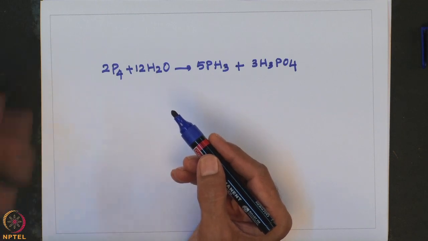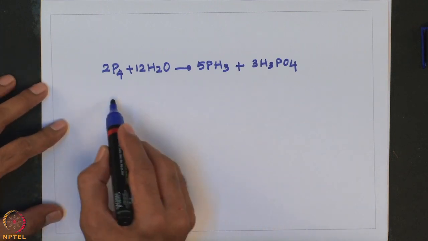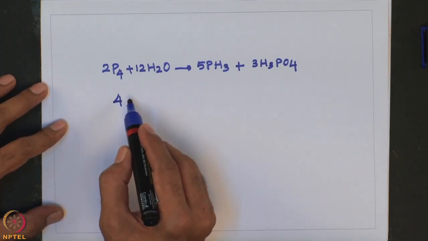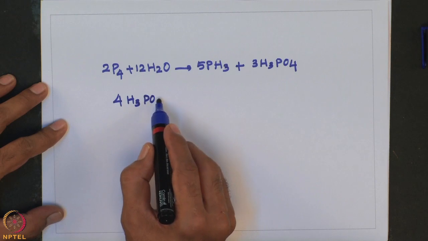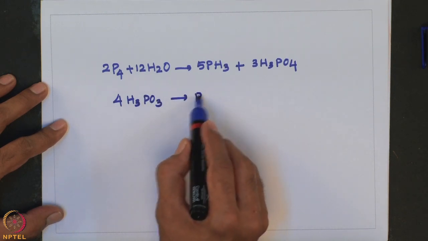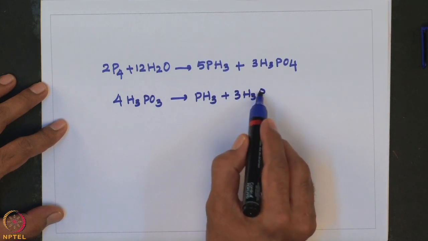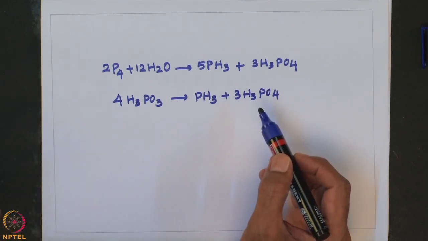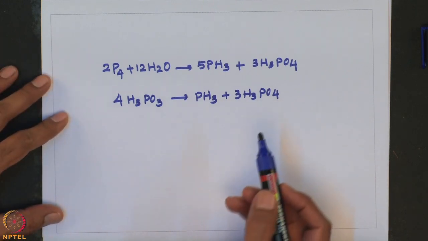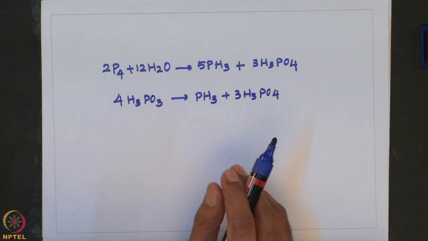To have ultra pure PH3, one has to go for thermal disproportionation of phosphorous acid. For example, 4 H3PO3 gives PH3 plus 3 H3PO4. So, this is the method preferred for preparation of ultra pure phosphine. And of course, aqueous solution of PH3 is neutral, but in liquid ammonia PH3 acts as an acid.